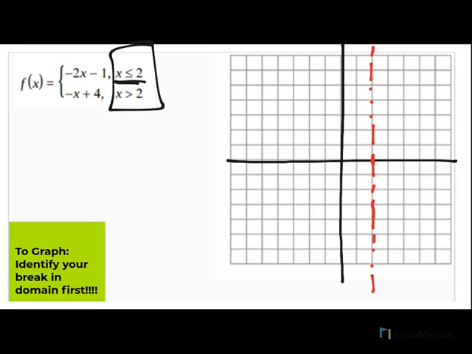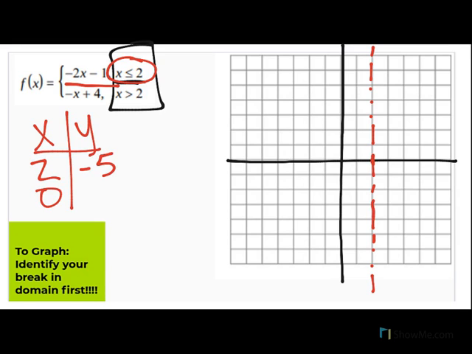So if I start with my first function here, negative 2x minus 1, this is when things are less than or equal to 2. So I'm going to plug in 2, and I'm going to plug in something less than 2. Well, 0 is an easy number, so I'm going to do that. But again, you can choose whatever you want. So if I plug in 2, this would be negative 4 minus 1, or negative 5. If I plug in 0, my x's cancel, I just get minus 1.